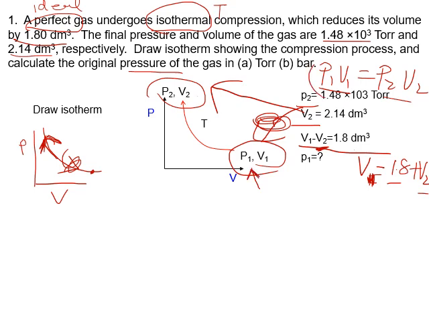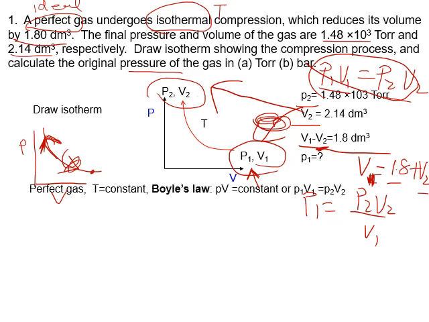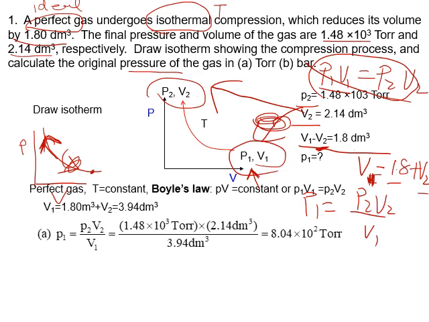According to Boyle's law, we can calculate P1 equals P2 V2 divided by V1. So you can plug in all the data. First you need to calculate V1, which is 1.8 plus V2, and that gives you 3.94 cubic decimeter.